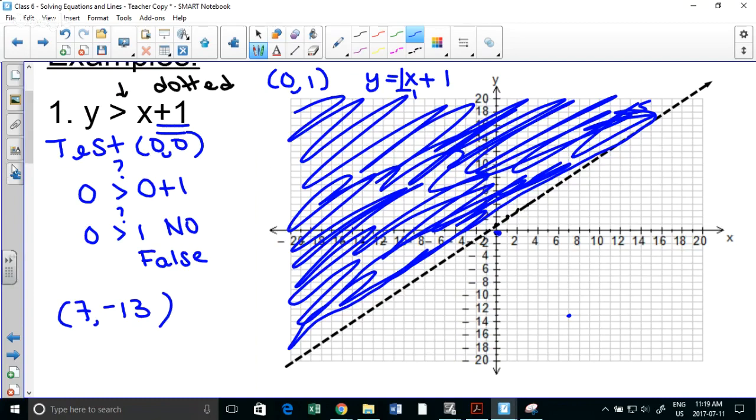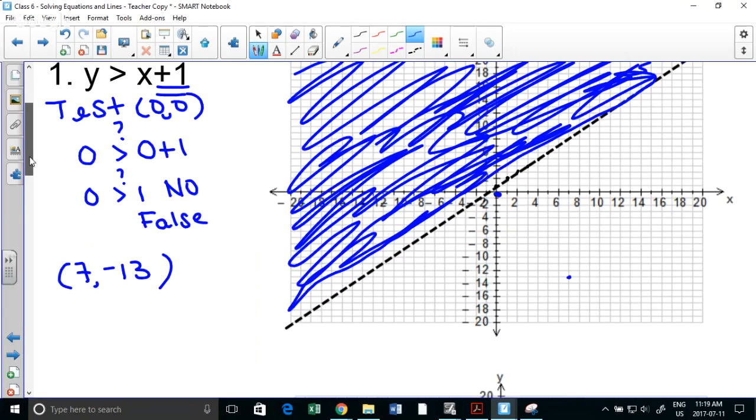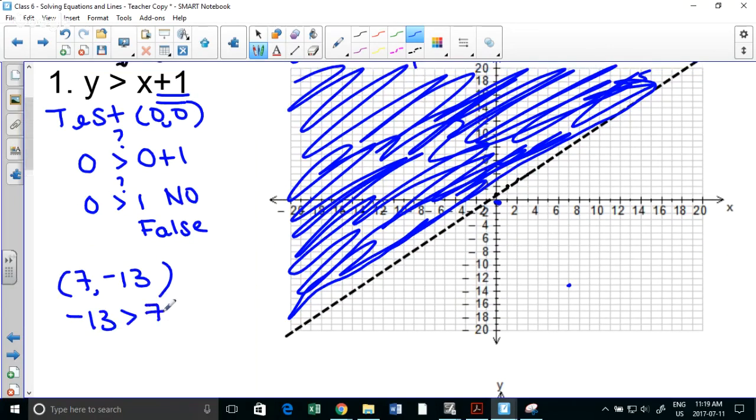So if I tested with 7, -13, I would have: is -13 greater than or equal to 7 plus 1? Is -13 greater than or equal to 8? Still no. So I would still end up shading the other half. The only time 0, 0 doesn't work is if the line passes through 0, 0. And in that case, use 0, 1 or 1, 0.